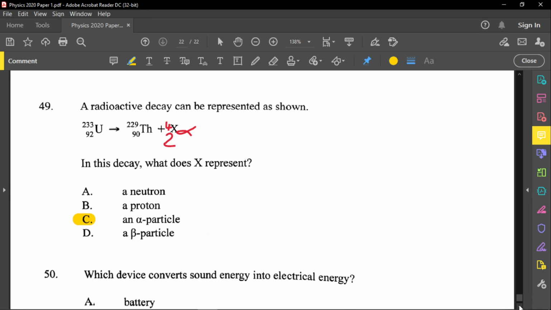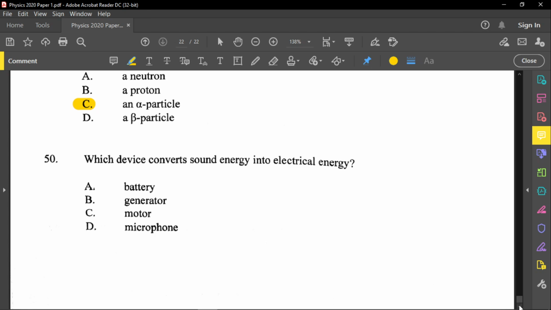All right. So the last question here is, what device converts sound energy into electrical energy? What I'm using right now is a microphone. We talk into it and it converts our voice by vibrating the diaphragm, and a number of mechanisms take place inside of the microphone. Then we get electrical current, and so we can hear ourselves.